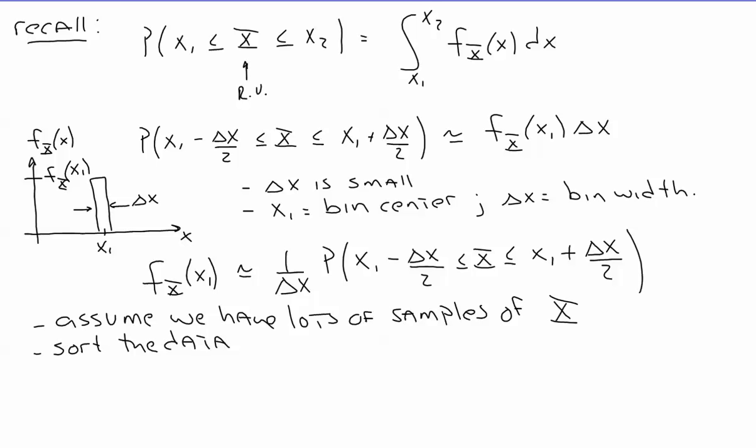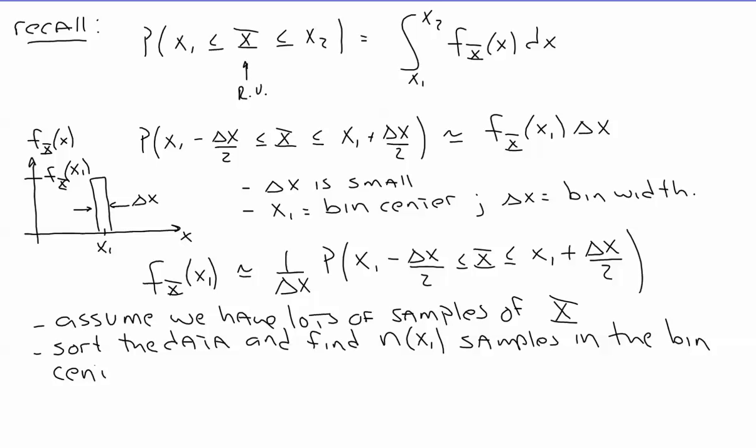And let's assume that we find little n points in the bin centered at x1. All right? I'm going to assume we've got lots of samples of my random variable x, and I'm going to assume somehow that we sort this data and discover that there are little n samples in the bin centered at x1. I'm then going to apply the relative frequency approach to probability.